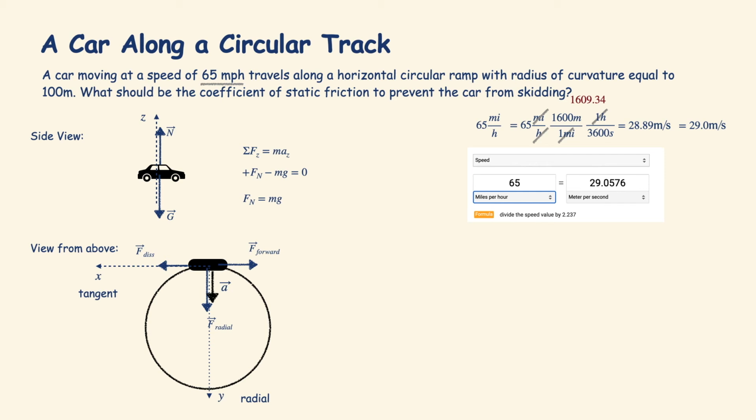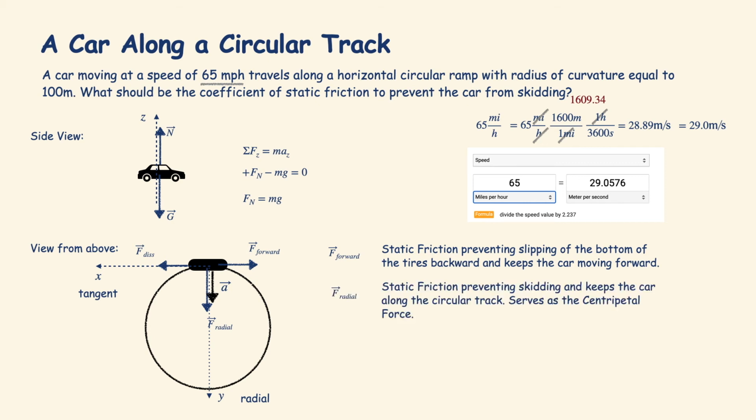A quick side note here, both forces, the one forward and the one in the radial direction, in their nature are actually static friction. For the forward force, that's a static friction that prevents slipping between the bottom of the tires and the road, and so it causes the car to move forward. And for the F radial, that is a static friction that prevents the car from skidding and keeps it on the circular track, so that the car can continue along that circular track. That force also serves as the centripetal force, or in other words, it causes the centripetal acceleration.